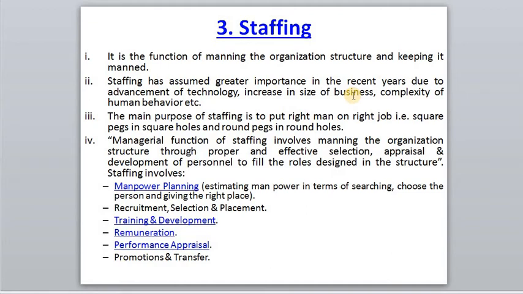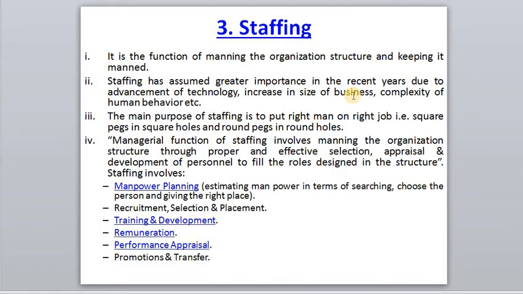So what is staffing? The first point related with staffing is that it is the function of manning. Manning is fixing of men. It is the function of manning the organization structure and keeping it manned. Properly manned structures are to be carried out, and manning the organization is very important in staffing. Then the second point.